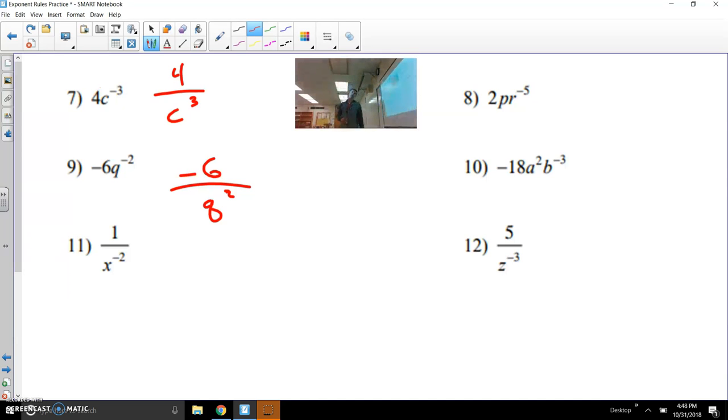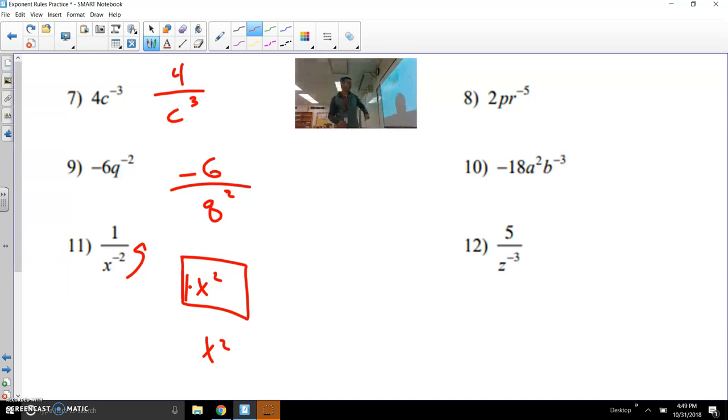Now if it's already in the bottom, like in number 11, it can move up to the top. So I'm going to change that to 1 times x squared, which is really just x squared. You can just say that's the final answer, x squared. Okay, instead of having 1 times x squared, you can just put x squared. If the negative is already in the bottom, it can come up to the numerator and it becomes positive in that way.